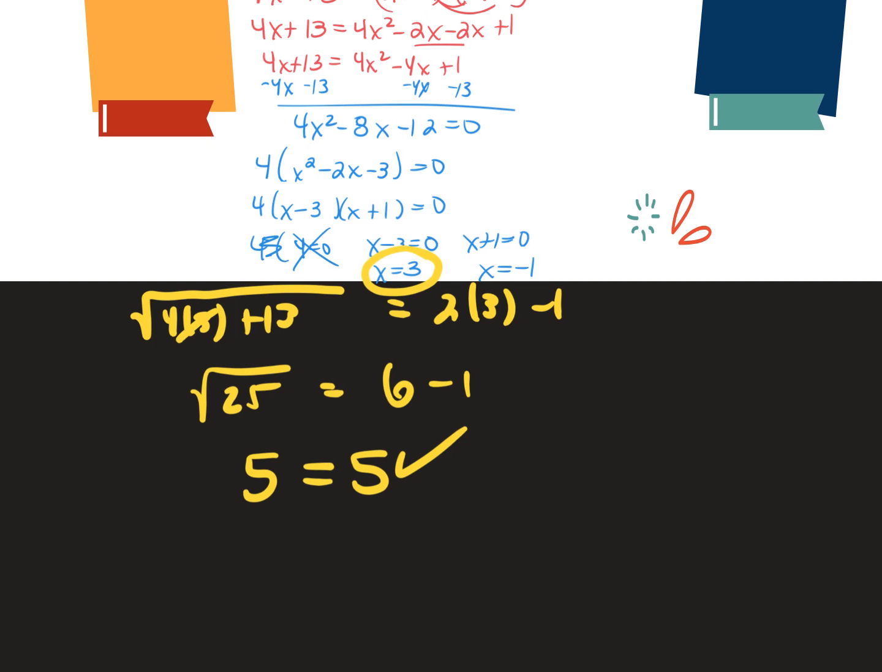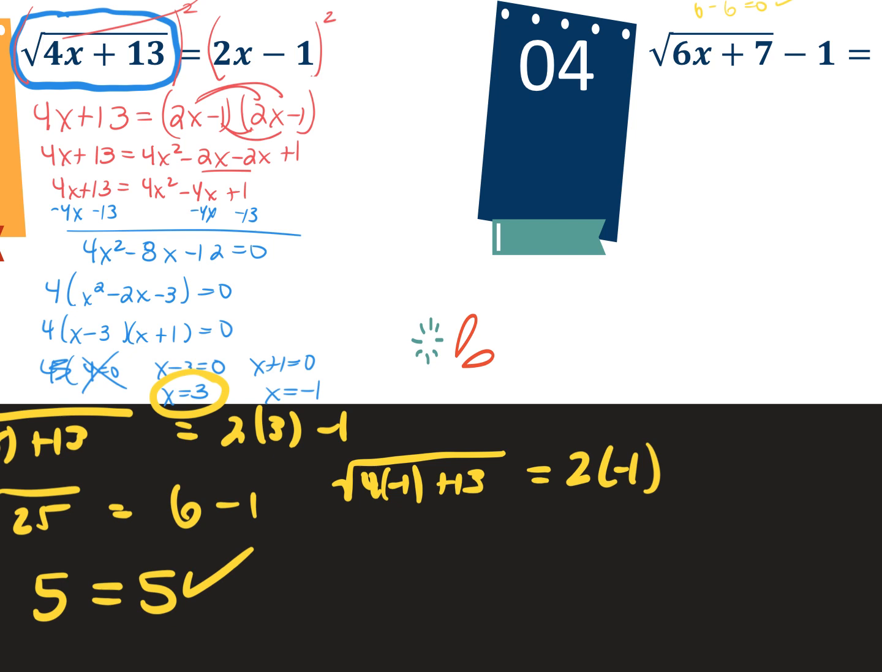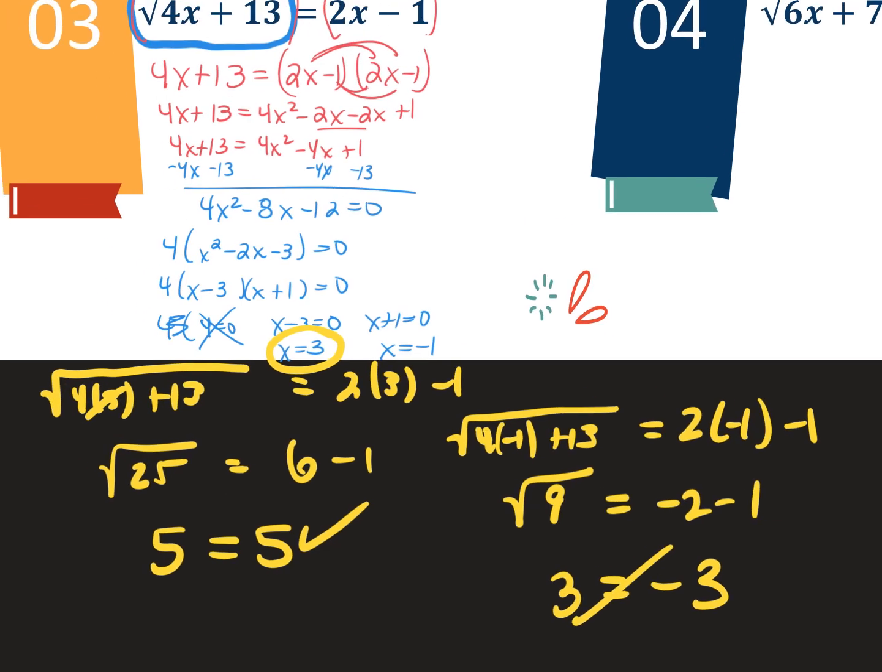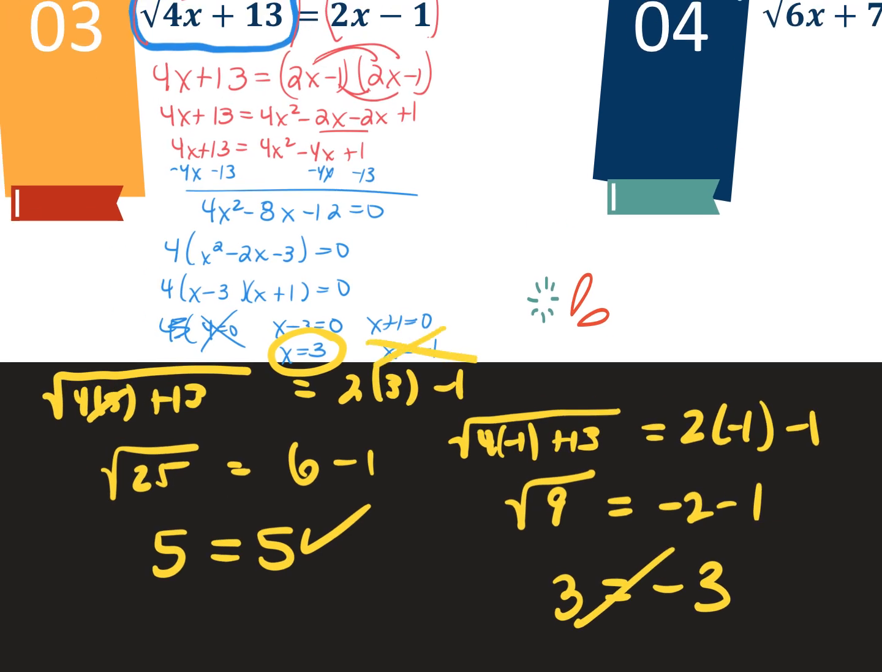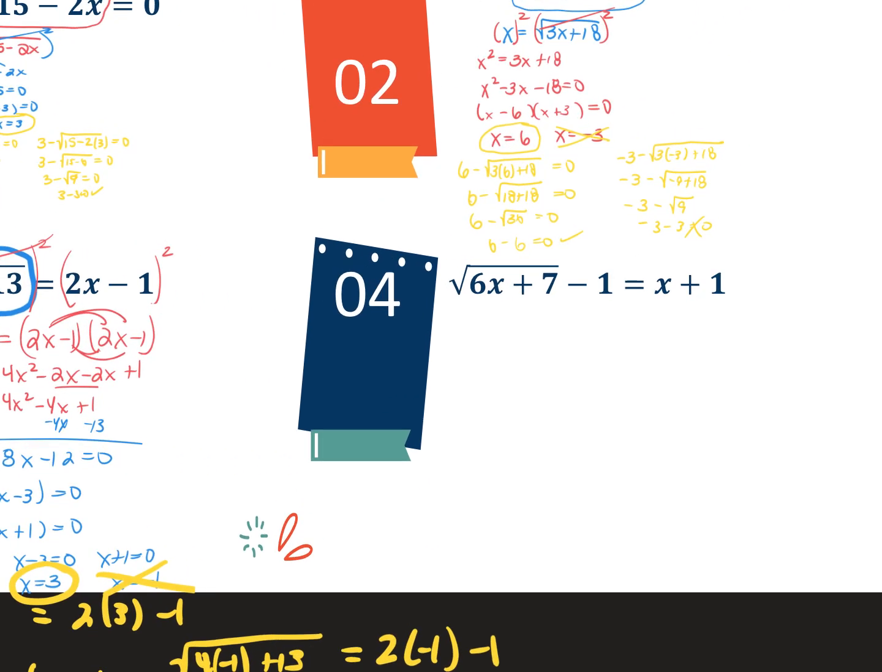Let's go ahead and check negative 1. Plug back into our original. So I have 4 times negative 1 plus 13. Does that equal 2 times negative 1 minus 1? So 4 times negative 1 is negative 4, plus 13 is going to give me square root of 9, equals negative 2 minus 1. So the square root of 9 is 3, and negative 2 minus 1 is negative 3. Are those two things exactly the same? No, they're not. So is x equals negative 1 a valid solution? No, it's not. That's why it's so very important, guys, to check every solution every time.